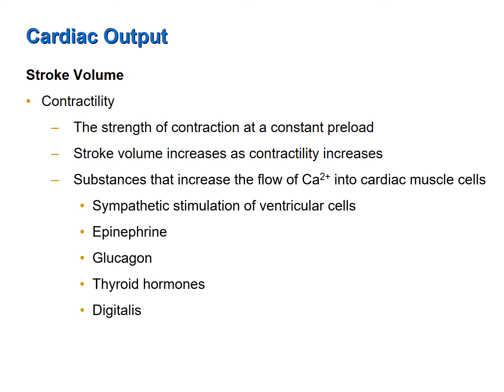Digitalis is a drug that is given to patients in heart failure to increase the contractility of the cells of their ventricles, increasing the stroke volume. Calcium channel blockers decrease contractility by decreasing the flow of calcium ions into cardiac muscle cells. So as contractility increases, stroke volume increases. As contractility decreases, stroke volume decreases.